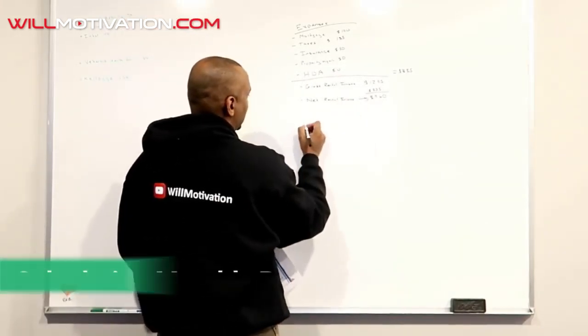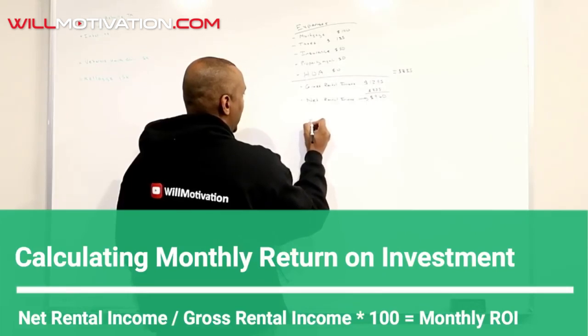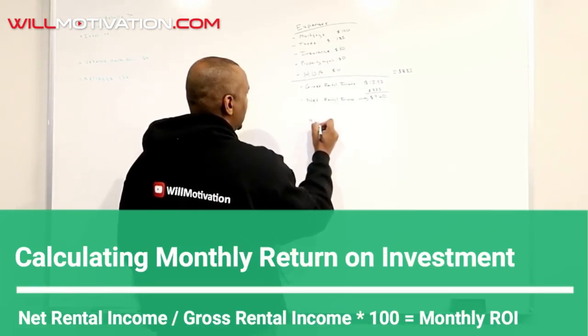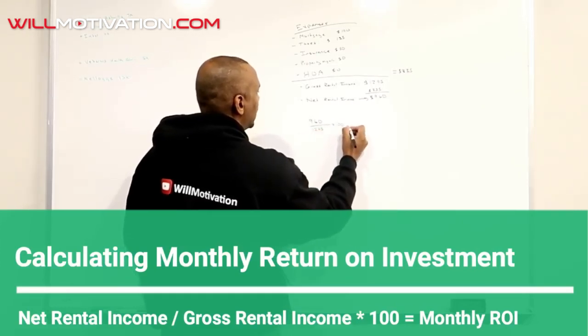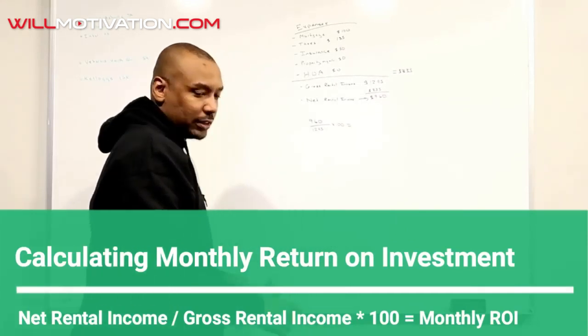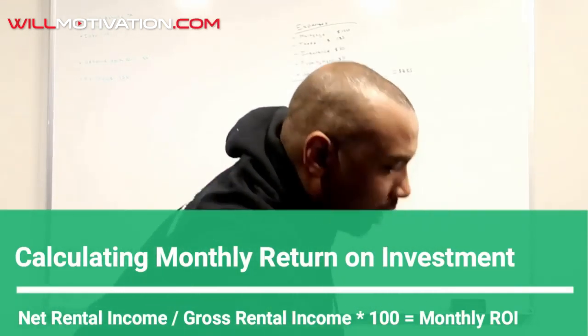In order to calculate your monthly return on investment, it's basically a ratio between your gross and your net. So you basically divide your net, 960, by your gross, 1295, and then multiply that times 100. And that will be your monthly ROI. So let's do that real quick. Got a calculator.